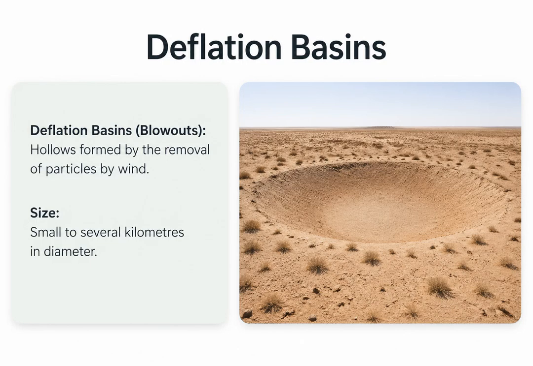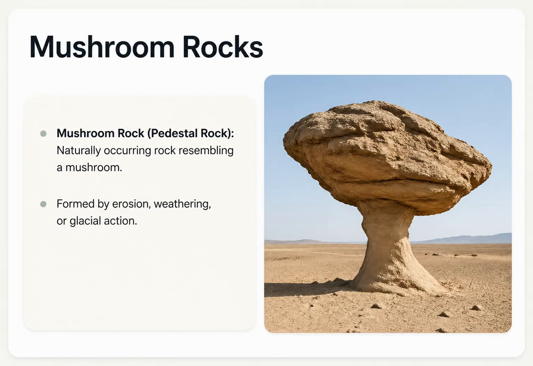Let's look at the results of deflation. When the wind continuously removes loose particles from a specific area, it scoops out a depression in the ground. These hollows are called deflation basins, or blowouts. While many blowouts are quite small, if the wind is persistent and the soil is loose, they can grow to be several kilometers across.